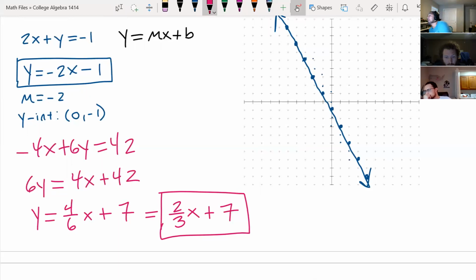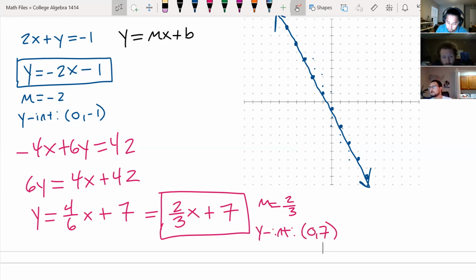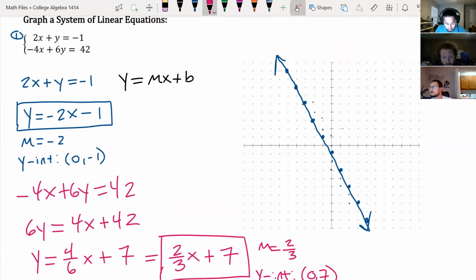Okay, where my slope is 2/3 and my y-intercept is at (0, 7). So that's what we'll do. So 7: 1, 2, 3, 4, 5, 6, 7. And then since my slope is a positive 2/3, remember positive slopes go bottom left to top right. And if my slope is 2/3, I go up 2 over 3. 1, 2, 3. And then I'll go down 2, over 3.